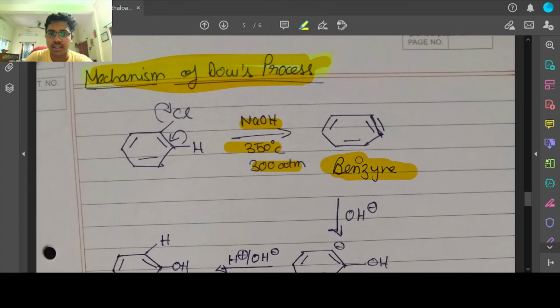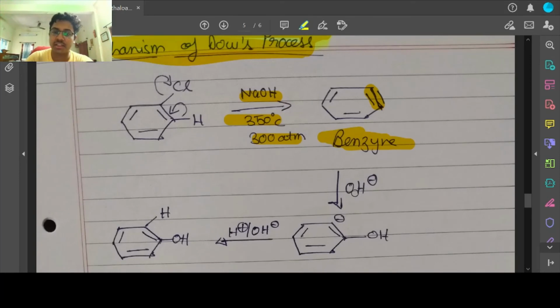This is the term that examiners look for, benzyne. Here you have a triple bond. It's just like benzene, but benzene with a triple bond on one side is known as benzyne. You will be asked, in the mechanism of Dow's process, name the intermediate that is formed, and the intermediate formed is benzyne. This is the main thing. In the mechanism of Dow's process, the main intermediate formed is benzyne.